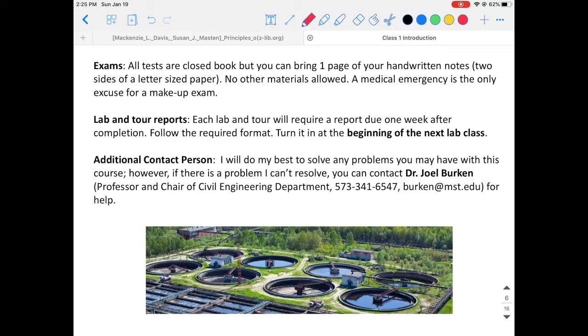For this class there are additional contact persons. I will do my best to solve your problems, and I hope that you can enjoy this class. But if you're having a hard time following the class, or if you really don't like me, you might say that this professor is really terrible. Or if you like me so much, maybe you like my teaching style or my explanations, you can also contact Dr. Joe Birkin. He's the chair of the department, and he'll be able to help you with these questions.